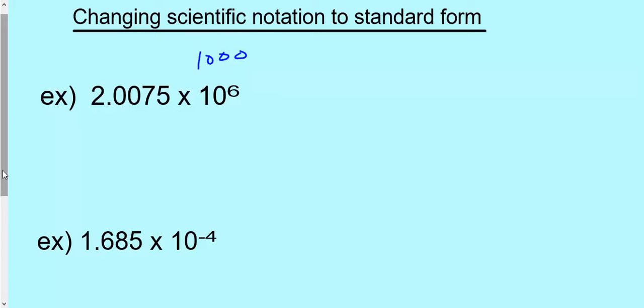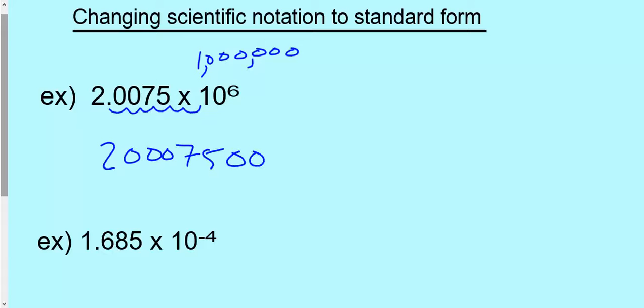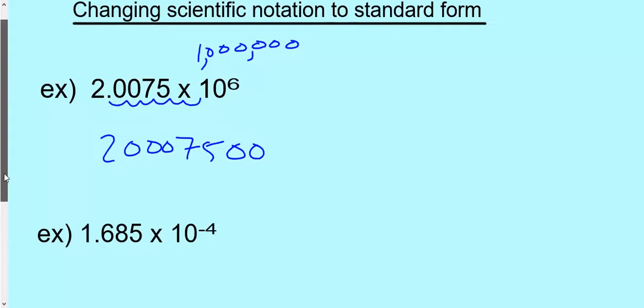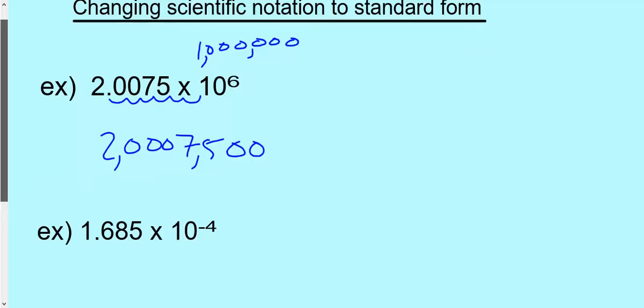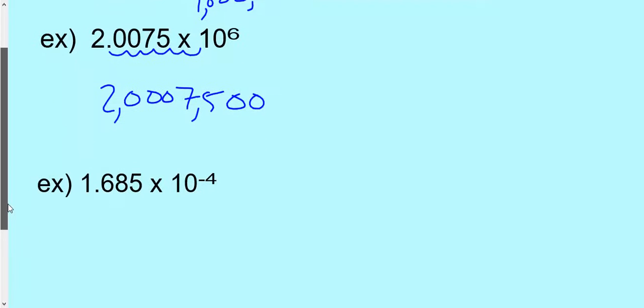So keep in mind what you're actually doing. You're multiplying this number by 1,000,000, so it's going to get much bigger. And the 10 to the 6 does not mean add 6 zeros. A lot of kids will do that wrong. I like to put in my commas here too, just to show how big the number is. I did that wrong.